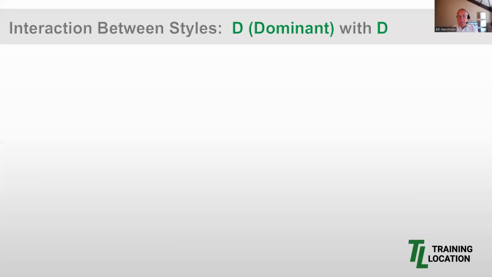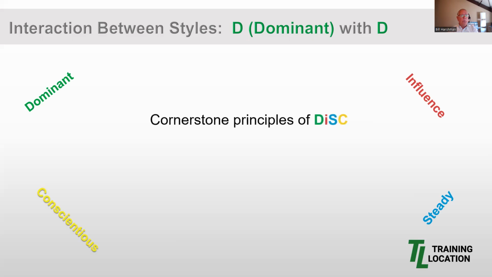Our topic today is interaction between styles. Today's focus is D dominant with another D. You'll discover simple and effective ways to improve interactions with the D styles in your world. This session is one in a series discussing the interaction between 4 different DiSC styles, which include dominant, influence, steady, and conscientious. Before we begin, let's review the cornerstone principles of DiSC.